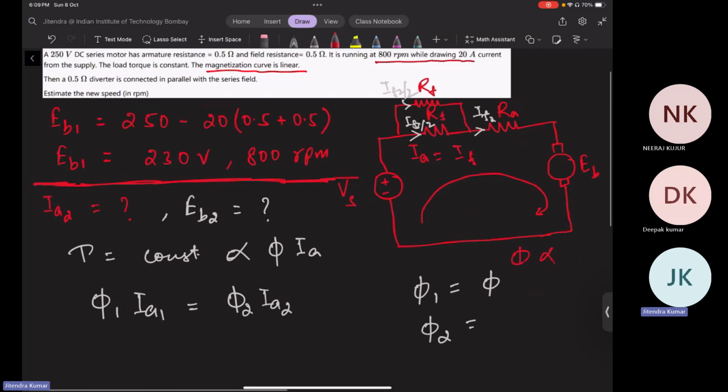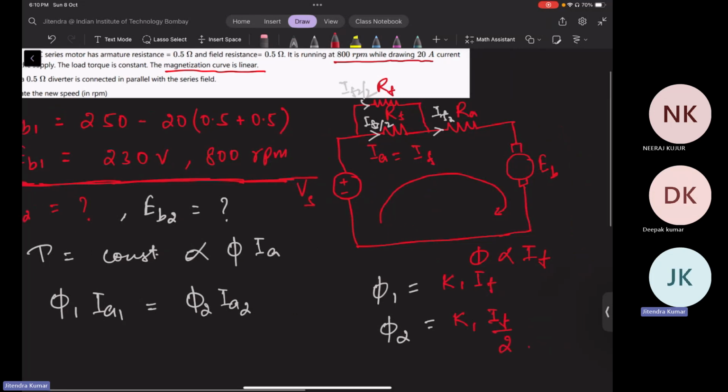From this condition it is given that the magnetization curve is linear, so we can directly say that phi is directly proportional to IF, right? So phi 1 we can write as K1 into IF, and phi 2 we can also write as K1 into IF by 2 from this logic, which will be phi 1 by 2.